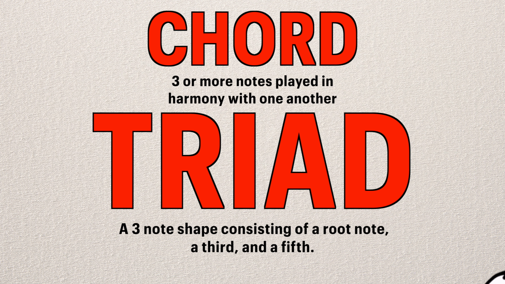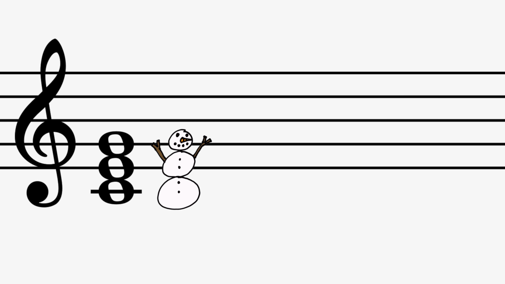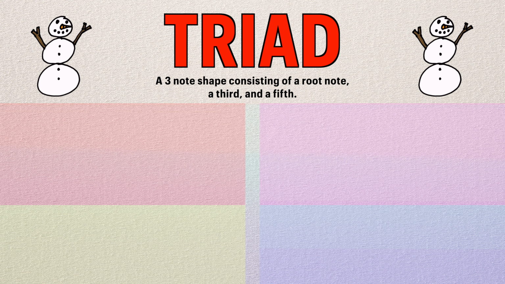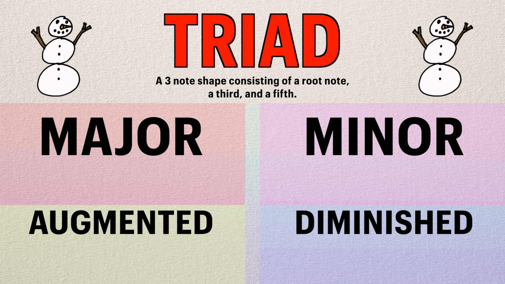The triad will look like a snowman on the staff, occupying 3 consecutive spaces or 3 consecutive lines. The bottom of the snowman is the root note, the middle of the snowman is the third, and the head of the snowman is the fifth. There are 4 kinds of triads: major, minor, diminished, and augmented.